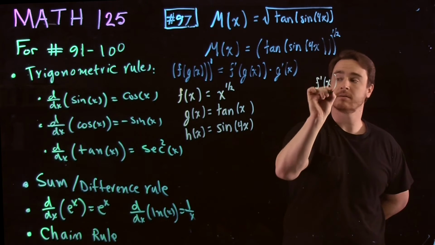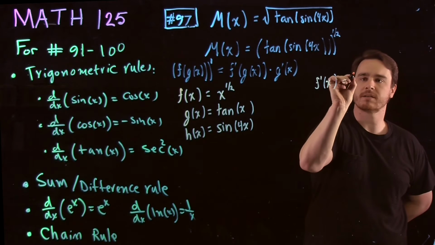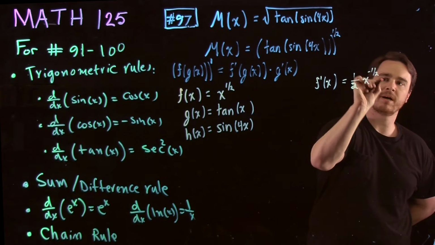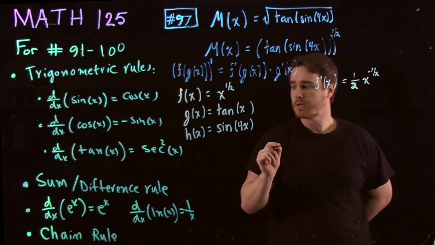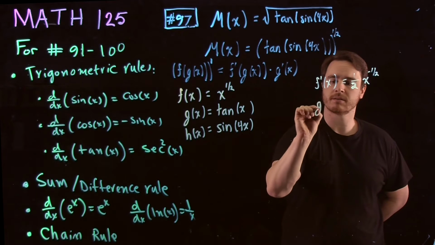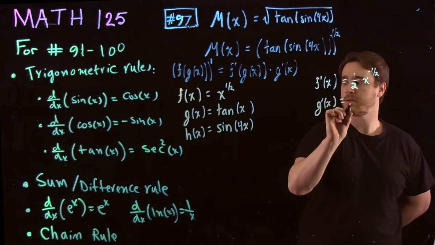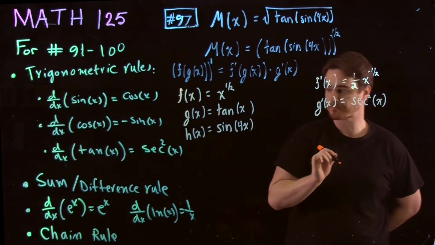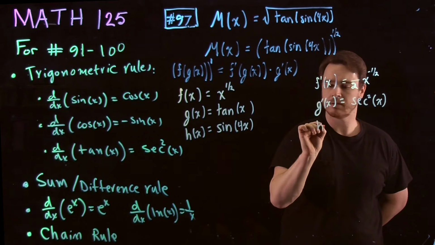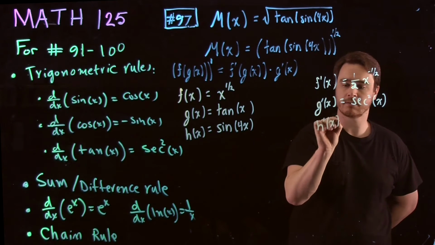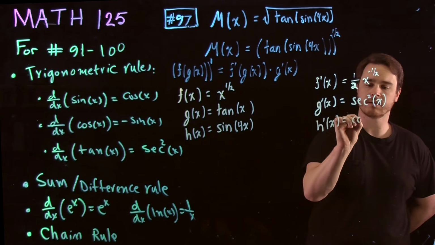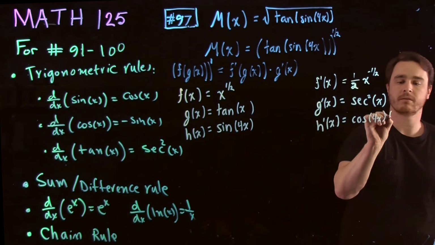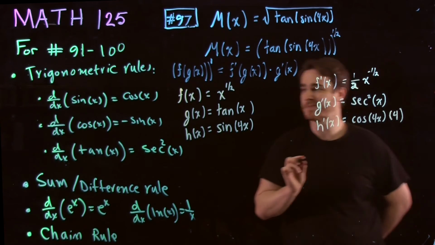If f of x is x to the 1/2, then f prime of x is 1/2 x to the 1/2 minus 1, or to the negative 1/2. If g of x is tangent of x, then g prime of x is secant squared of x. And if h of x is sine of 4x, then h prime of x is cosine of 4x times, because of our chain rule, the derivative of the inside, which is just 4.